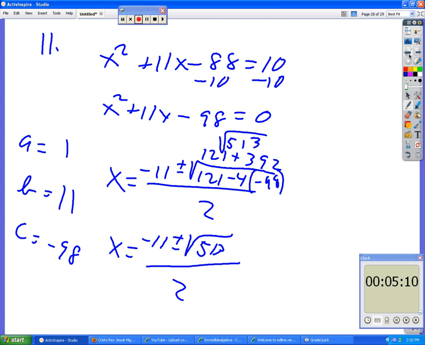Okay? I have a question. How do you find out whether they're perfect squares? Put the square root of 513 in your calculator, hit enter, and see if it comes out even. If you have decimals, don't worry about it. We're done with it. Rewrite the answer.